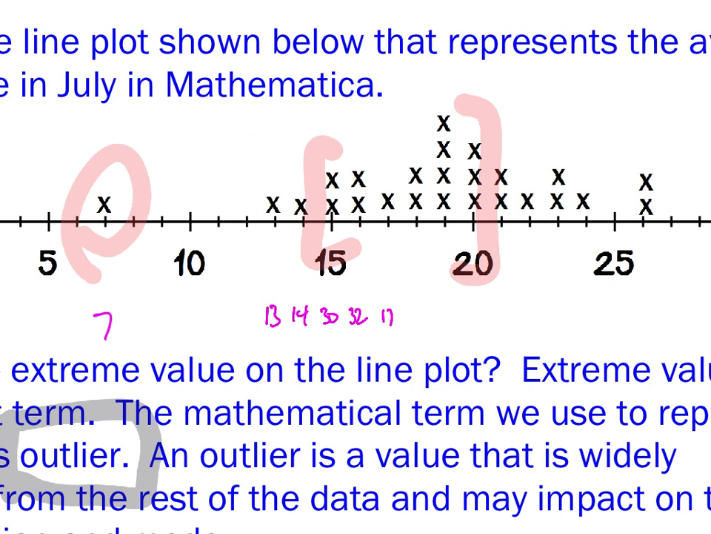1 17. 2 18s would be 36. 4 19s would be 76. 3 20s is 60. 2 21s is 42. A 22 is 22. 2 23s is 46. A 24 is 24. And 2 26s is 52.